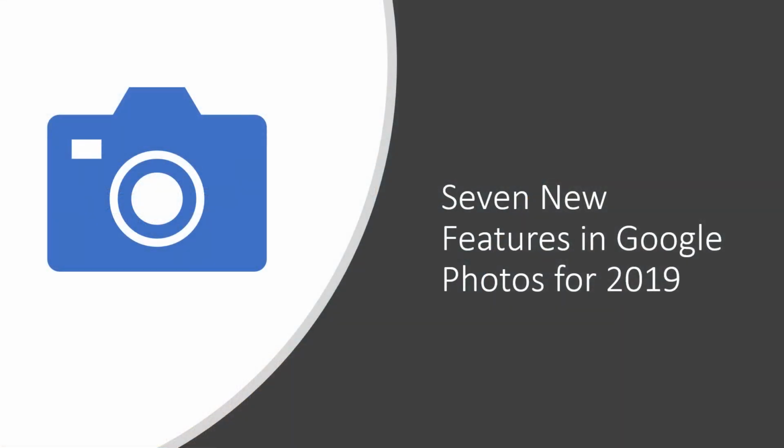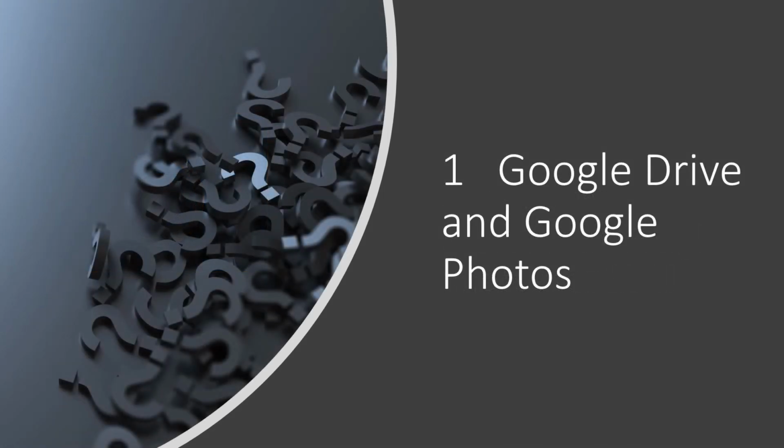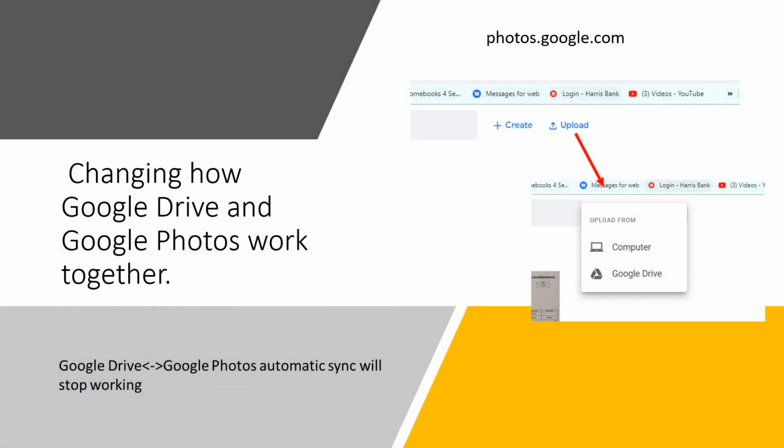Now, I just wanted to go over 7 new features in Google Photos for 2019. For those of you who use Google Photos, you may have had a relationship between Google Drive and Google Photos. Photos that you put on Google Drive in a folder called, you may have called it Google Photos, could be automatically synced and uploaded to actually Google Photos. This relationship has now discontinued, and Google Drive and pictures in Google Drive will remain separate from Google Photos and only be moved from Google Drive to Google Photos if you do so manually.